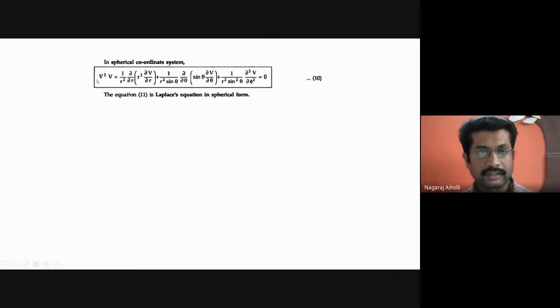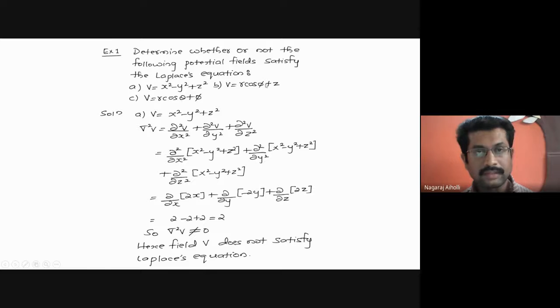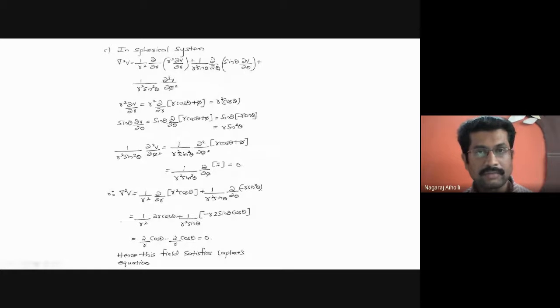That is this equation. Del square V is equal to 1 upon R square dou by dou R of R square dou V by dou R plus 1 upon R square sine theta dou by dou theta of sine theta dou V by dou theta plus 1 upon R square sine square theta dou square V by dou phi square. This equation should be used. Let us use the same equation. I have written the same equation here.